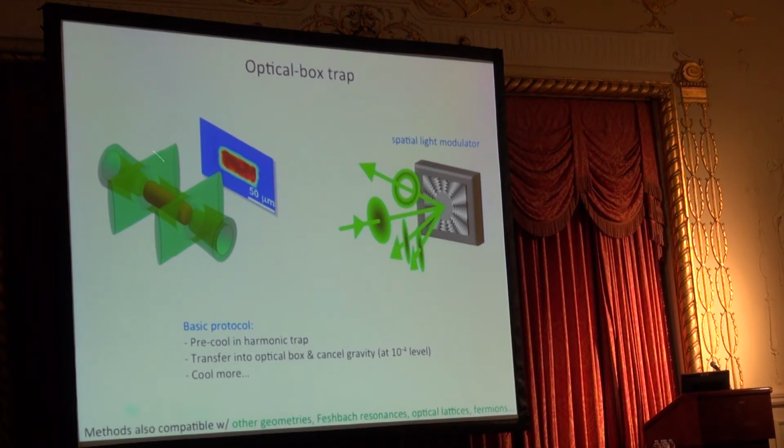And so once you have the cloud in this uniform system, then you can cool it more. And this works very simply. It's exactly the same kind of evaporative cooling that you do in a harmonic trap. You just lower the height of the walls and evaporate the gas in a forced manner. And this is the basic setup for the trap. Now you can change geometries. And the methods are also compatible with Feshbach resonances or adding optical lattices or doing this with fermions or what have you.